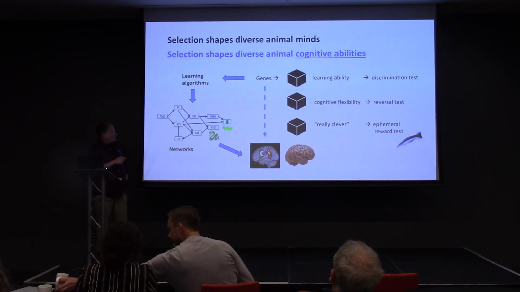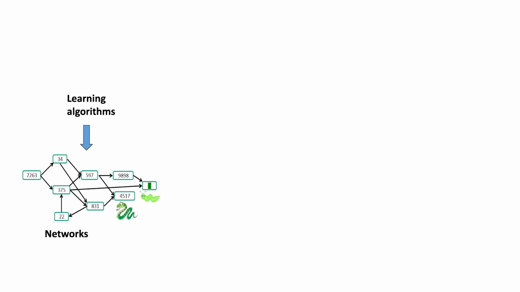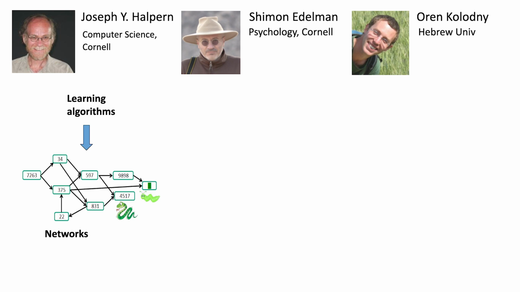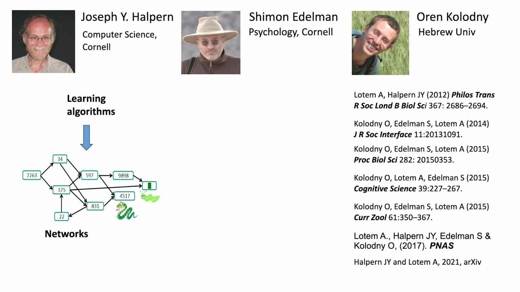Now, when I say that we've been playing with it, I have to mention my main colleagues. Part of this is Joe Halperin, a computer scientist from Cornell, Shimon Edelman from the Department of Psychology at Cornell University, and Oren Kolodny, who used to be my student together with Shimon Edelman, who's now on faculty at the Hebrew University. And through the years, we published a bunch of papers.